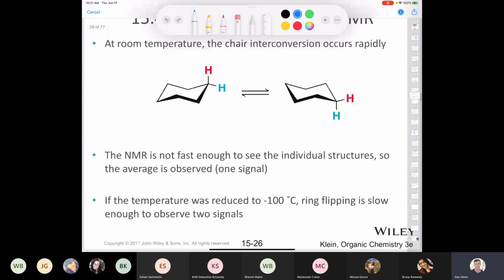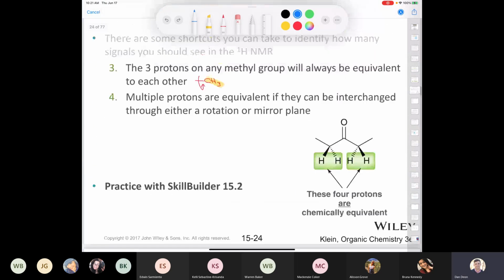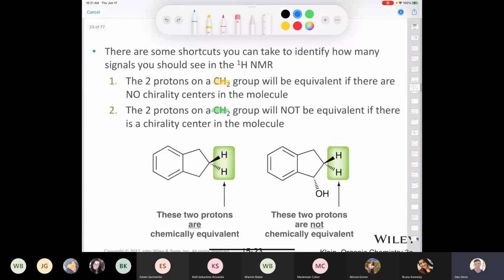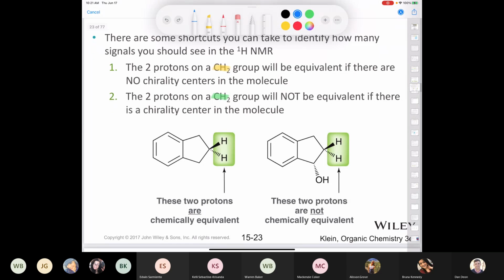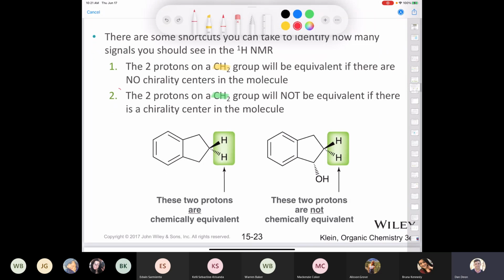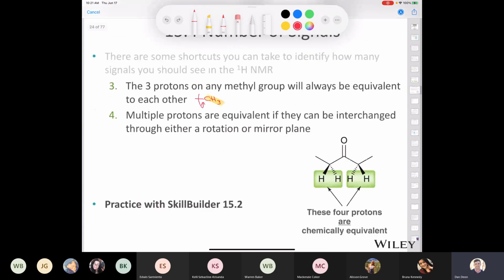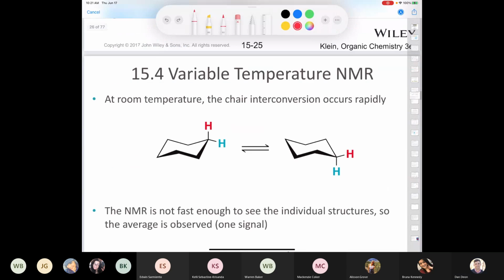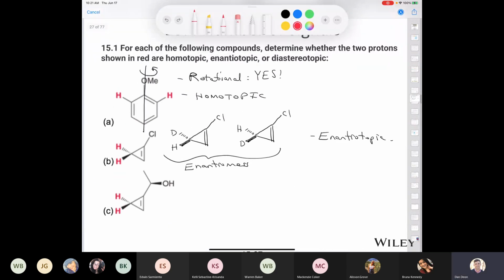Well, if we go back here into our shortcuts, we said that whenever you have 2 protons in a methylene and there's a chirality center in the molecule, they are not chemically equivalent. So they would be diastereotopic in this case. And you can see that in this molecule, I have the methylene and I have a chiral center in the molecule. So those 2 protons are diastereotopic.